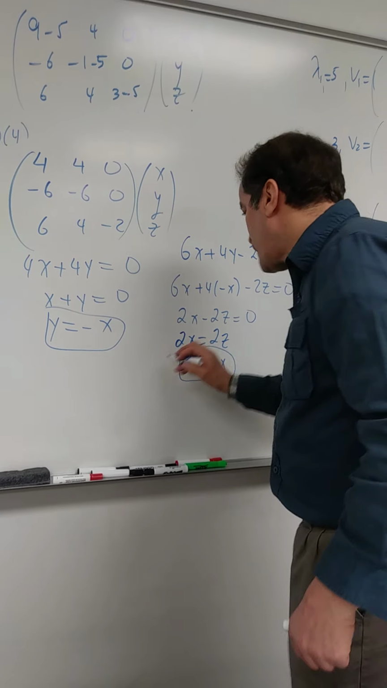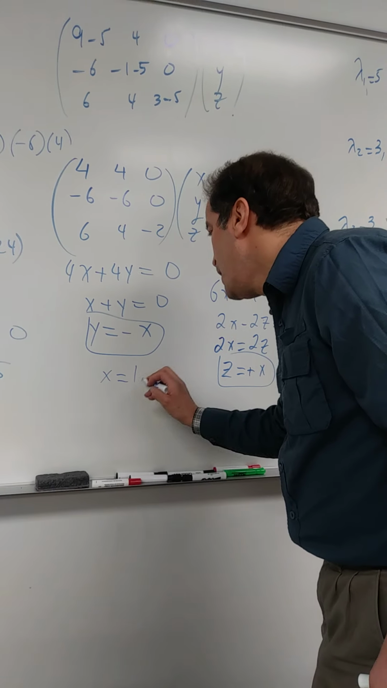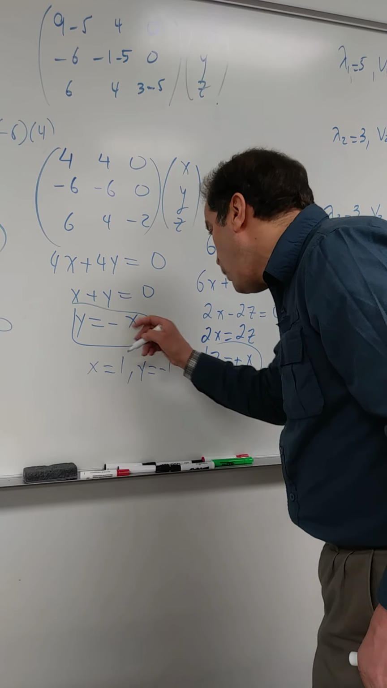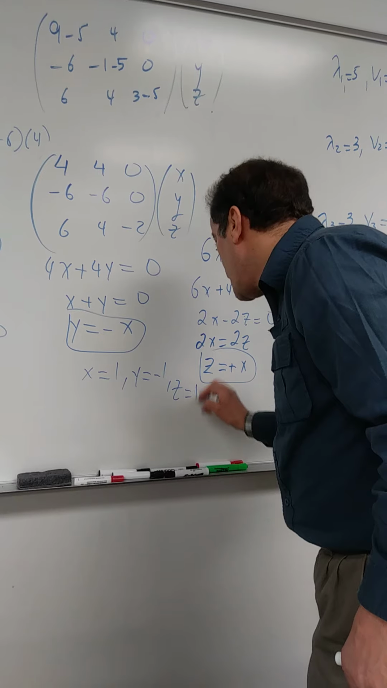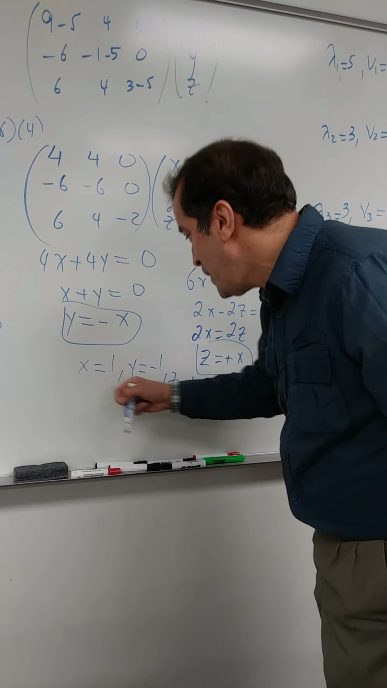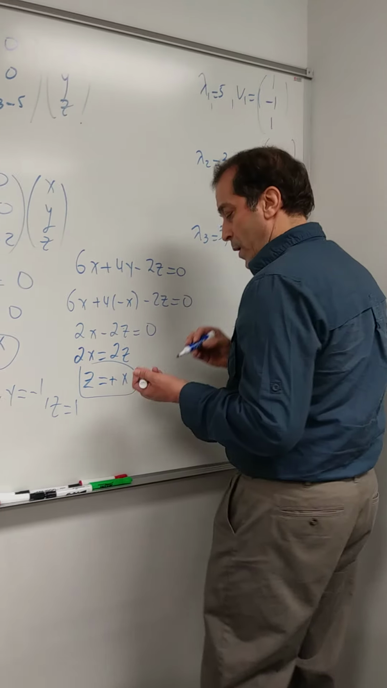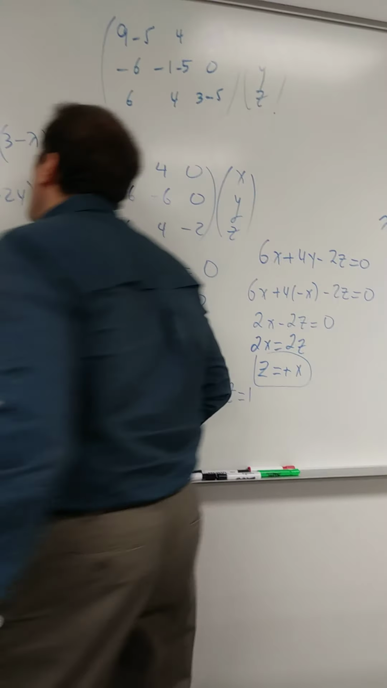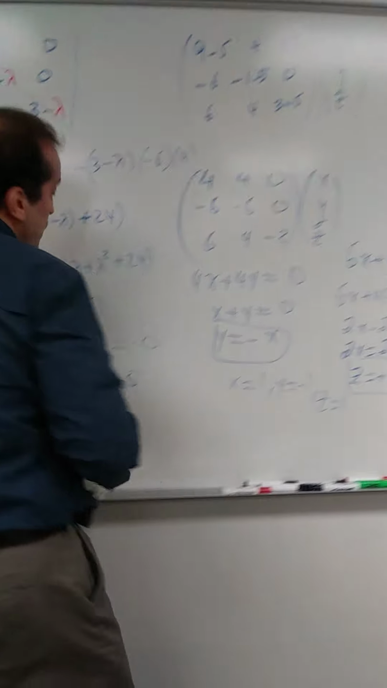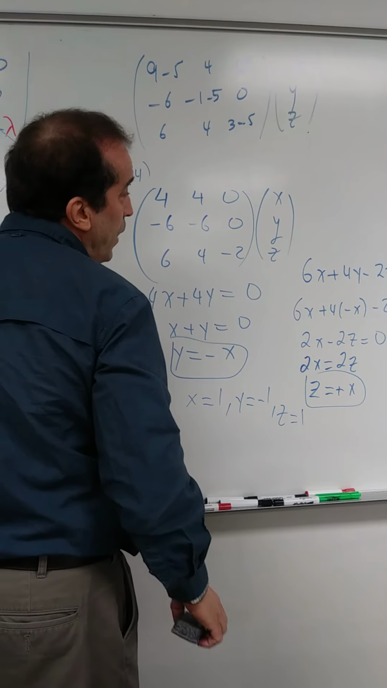Let's pick a number for x. I'm going to pick x equals 1. So that means my y is negative 1 and my z is 1. So my first vector is 1, minus 1, 1. And that's the eigenvector corresponding to the eigenvalue lambda 1 equals 5.